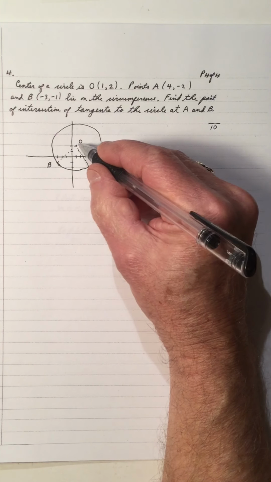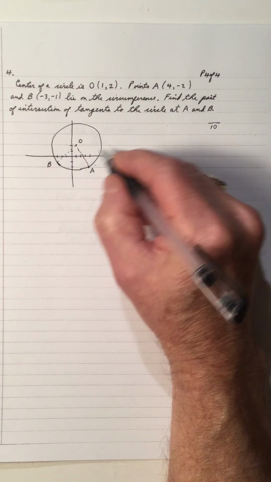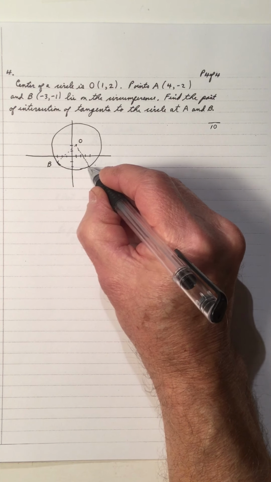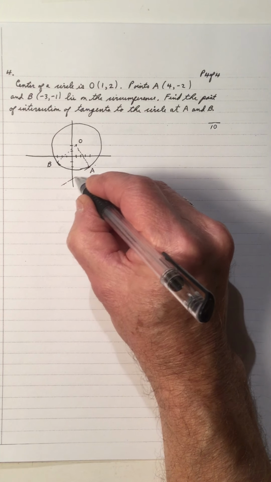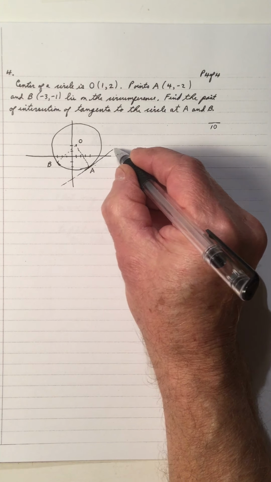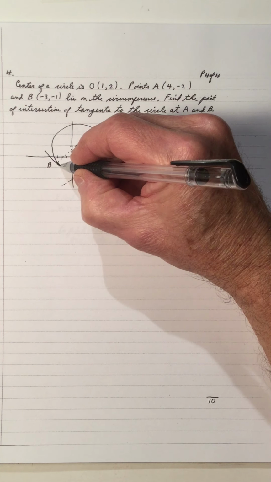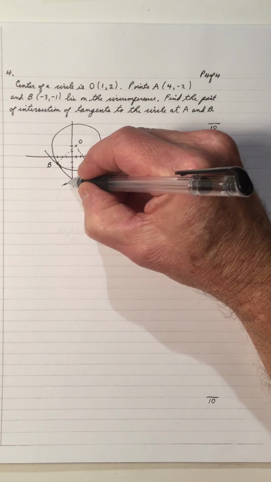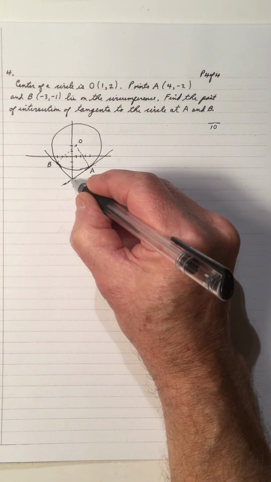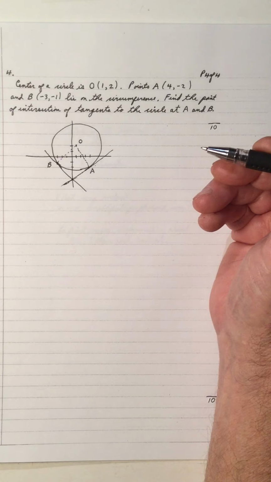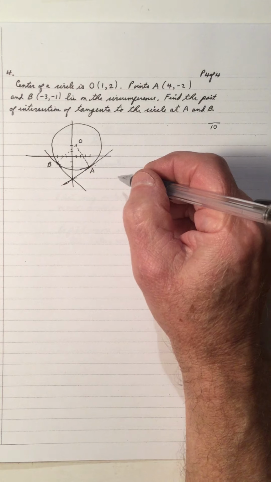So O is the center. These are the points on the circumference, and we find the point of intersection of the tangents to the circle. So the tangent has to go through this point, so here's the tangent at A, and here's the tangent at B. It looks like this is the point of intersection here, but that's approximate. So what we have to do is get the equation of both tangents and solve them.